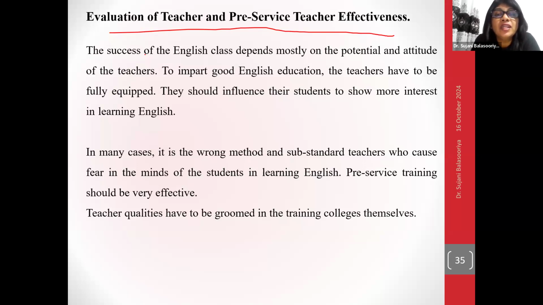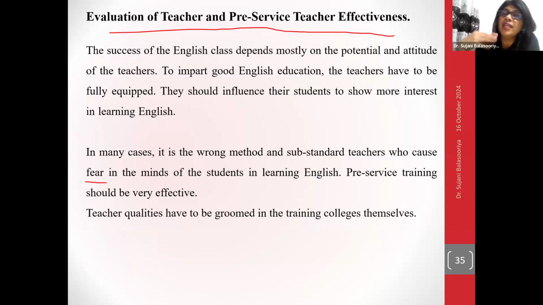To impart good English education, the teachers have to be fully equipped, right, with knowledge and skills as well as attitude. So they should influence their students to show more interest in learning English. Okay. In many cases, it is the wrong method and substandard teachers who cause fear in the minds of the students in learning English. This fear factor, I told you, fear is coming hand in hand with this attitude, right? Fear.